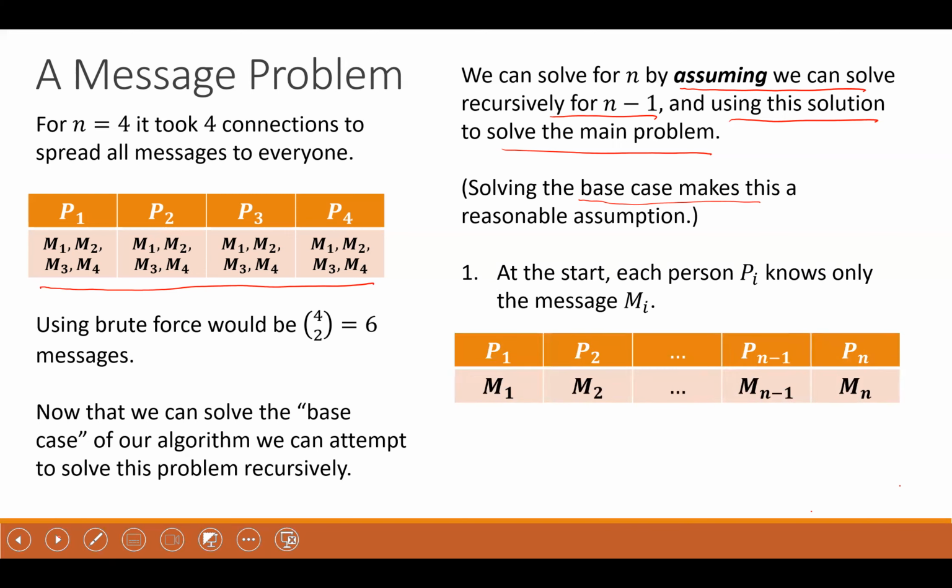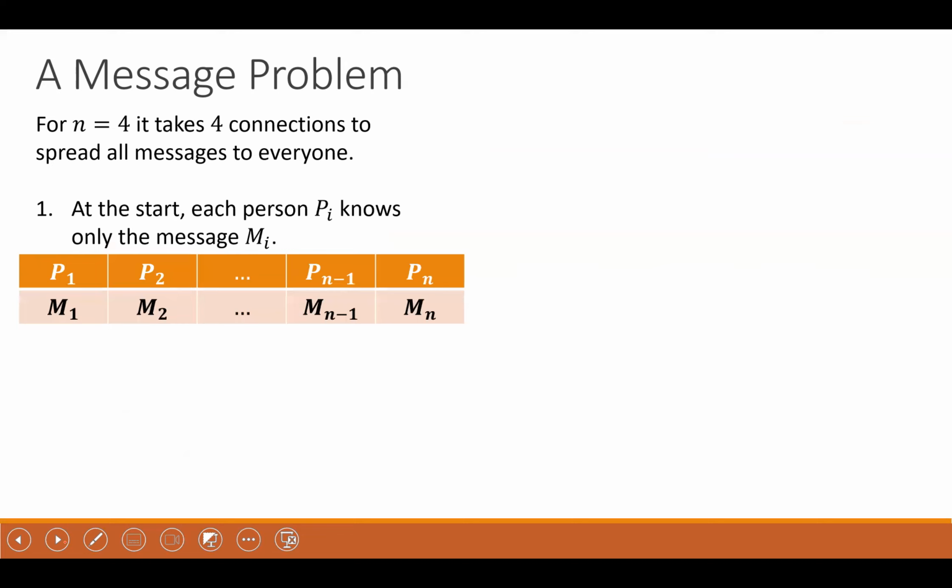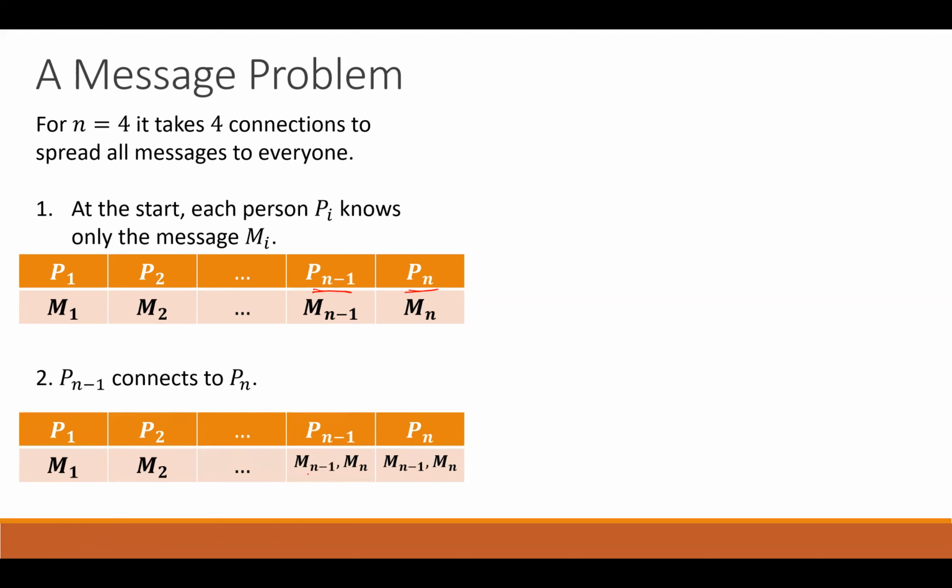Right, so we're extending our solution for 4 people more generally using recursion. This is our starting point, and then we will consider this algorithm. We're going to start by connecting Pn minus 1 and Pn. Once we connect them, then Pn minus 1 knows messages n minus 1 and message n, and so does Pn.